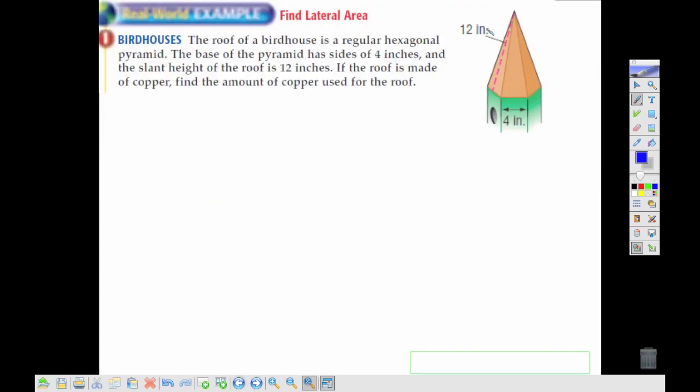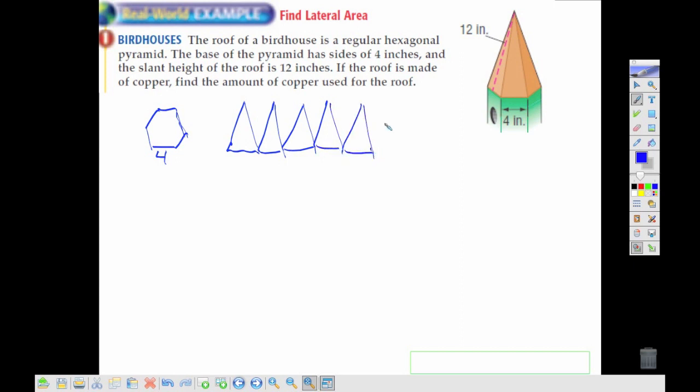In this example, we're asked to find the amount of copper used in the roof of a birdhouse. So notice the base of this would be a hexagon where the sides are all 4. But we're not using copper for the base, we're using kind of a hollow top, where if we unfold each side of this, it'd be like we have 6 triangles that are wrapping around this base, and since this has sides of 4, each one would have a base of 4.